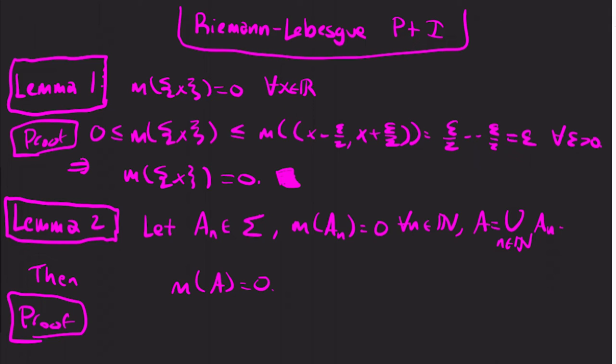So all you do here is you take a singleton. Well, what's a set slightly bigger than it that it's inside of? Well, it's just a small interval here that contains the point x. That measure is epsilon, just from the definition of Lebesgue measure. And then that holds for all epsilon greater than 0. So take epsilon to 0, and you get that that measure is 0.